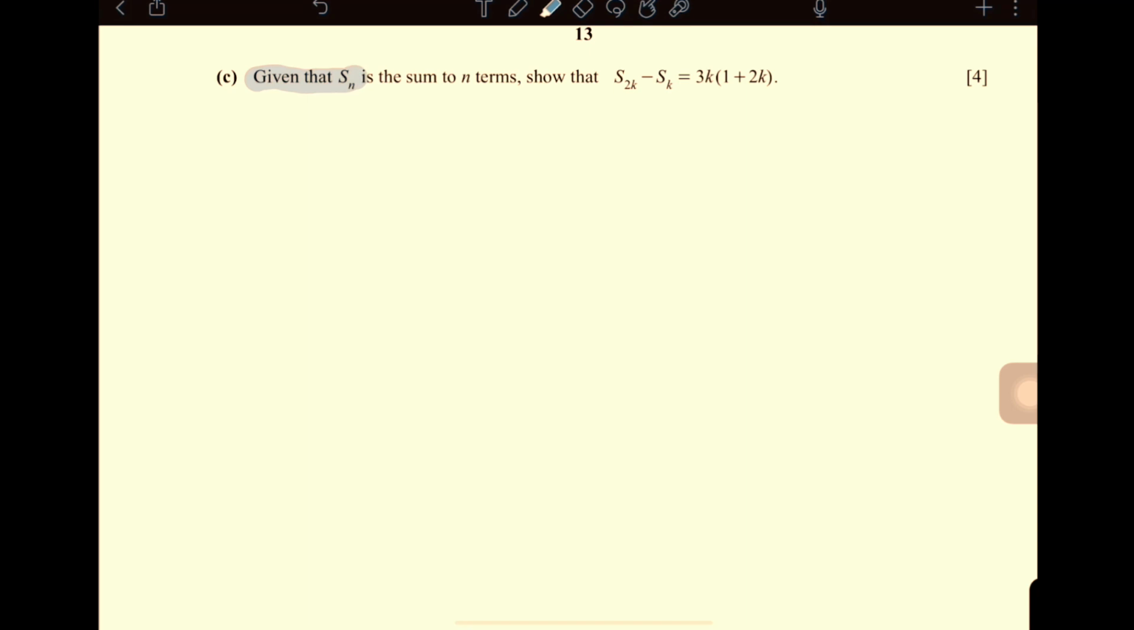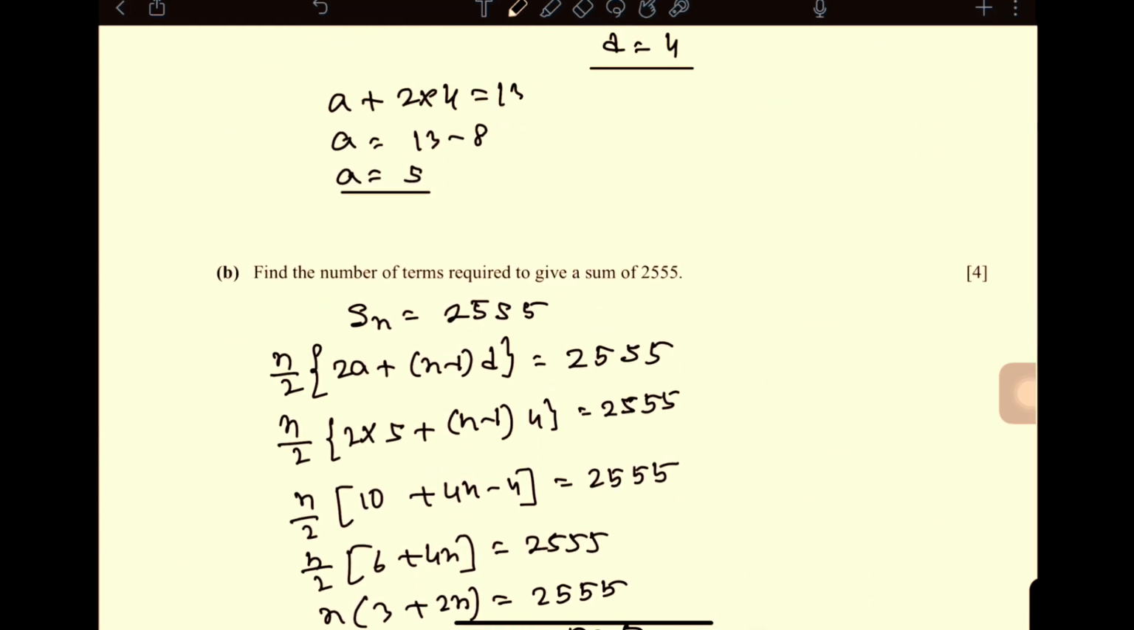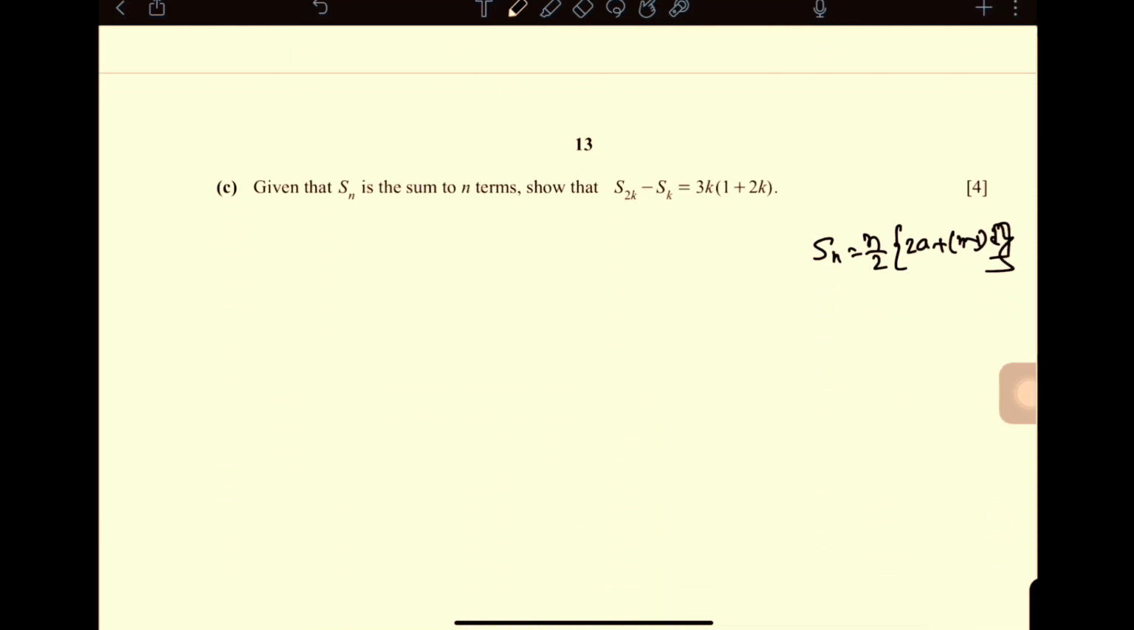In this question, it is given that Sn is the sum of first n terms. Show that S2k minus Sk equals to 3k times 1 plus 2k. Sn equals to n by 2, 2a plus n minus 1 d. We already have got a in the previous part, a is 5, d is 4. So let me use this value. A is 5, d is 4.